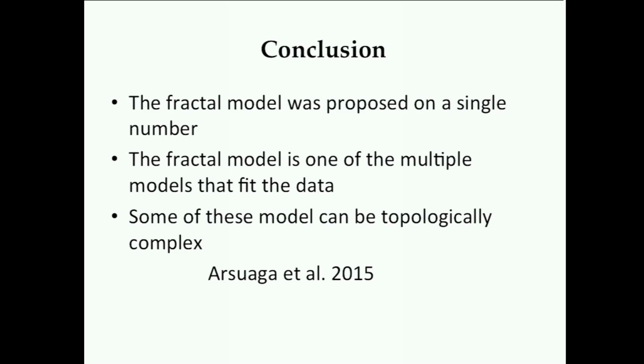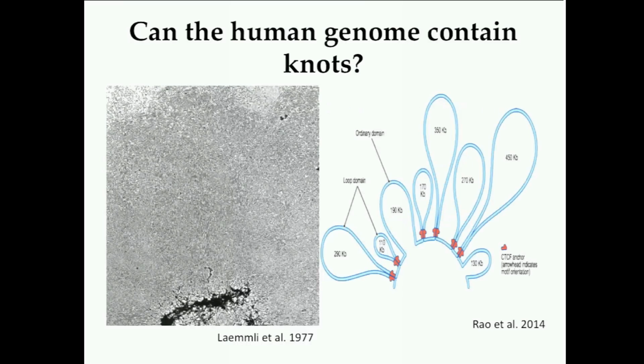And there was also another study from a different group proposing that the DNA could be looking like loops. And this is actually the model that people are pursuing now. And some of these models, as we show, can be topologically complex. Okay? So the models that people are pursuing more now is this lariat structure, where the DNA is more organized within these loop structures.